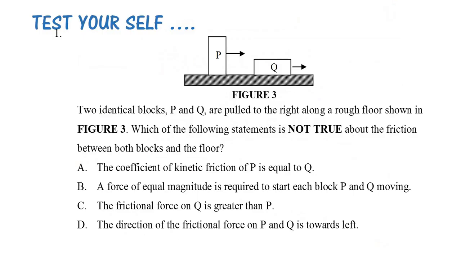Test yourself. Question number 1. What is the answer? The answer is C. The frictional force on Q is greater than P.